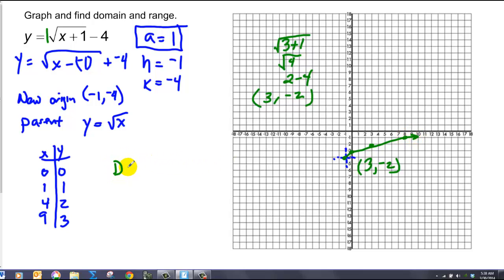My domain are my x values, which start at negative 1 and grow larger. So x is greater than negative 1. My range values start at negative 4 and grow larger.